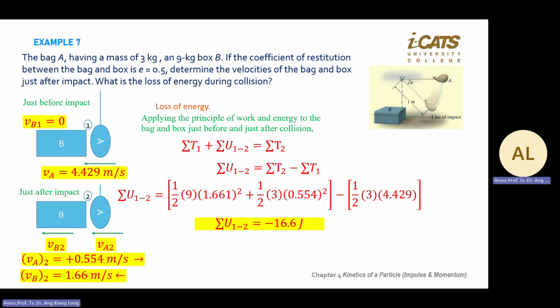Any question? So this is just a recall of chapter 3, principle of work and energy. Okay, energy loss happens because of inelastic deformation during collision.